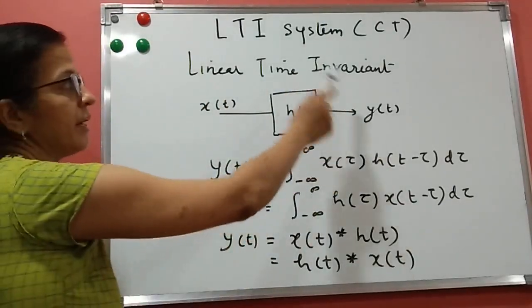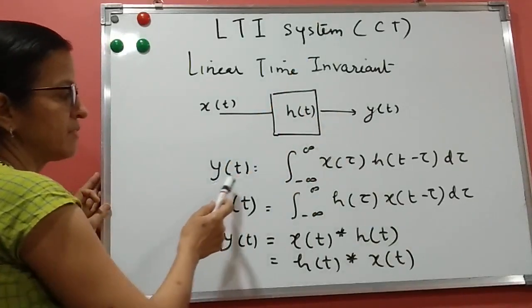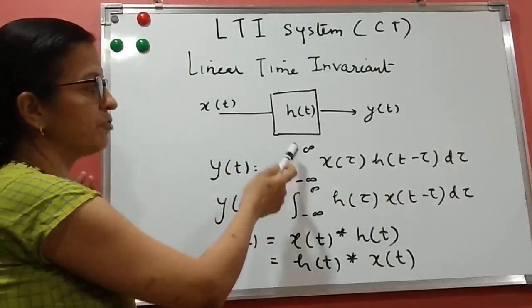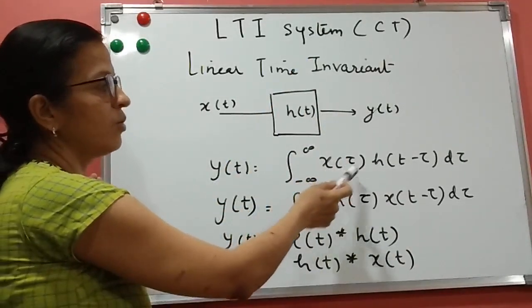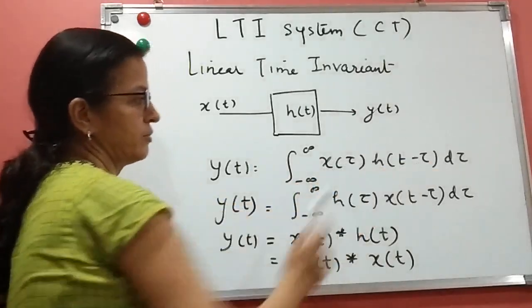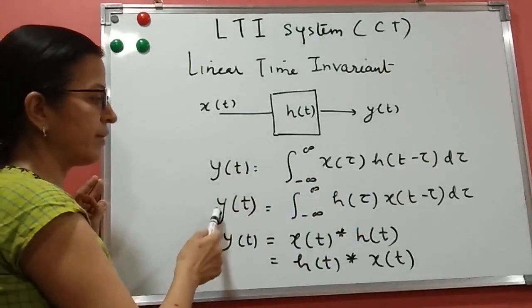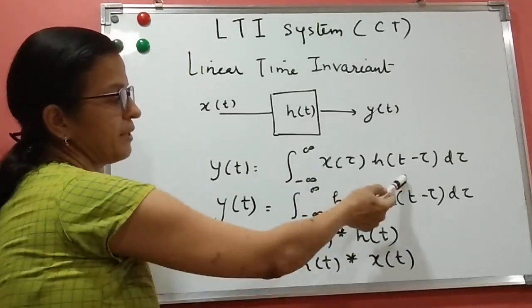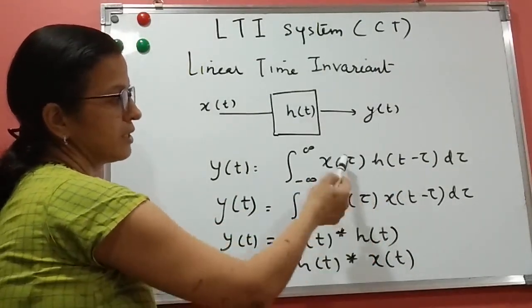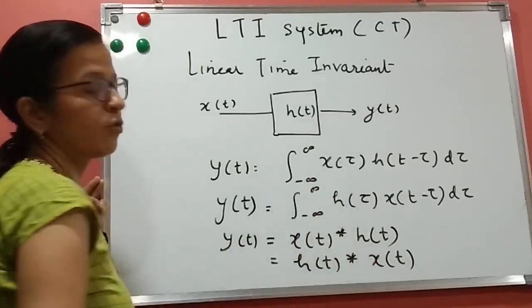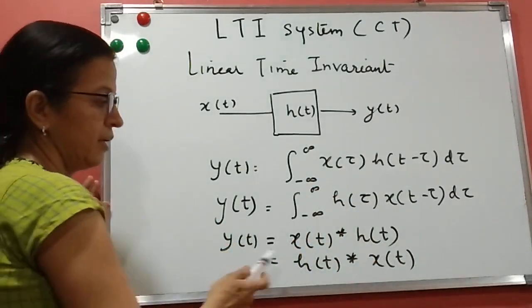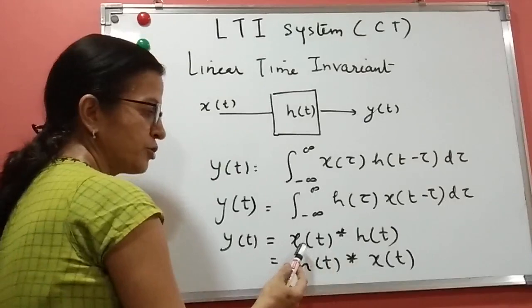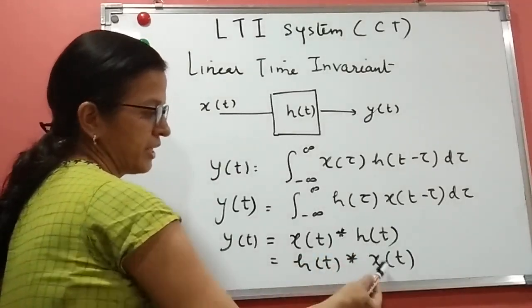So the output of an LTI continuous time system is given as y of t equals integral from minus infinity to infinity of x of tau h of t minus tau d tau, or we can write it as integral of h of tau x of t minus tau d tau. That means these two signals are interchangeable. We can say this follows the commutative property. This can also be written as the convolution of x of t and h of t, or h of t and x of t.